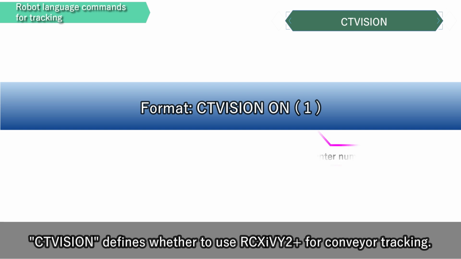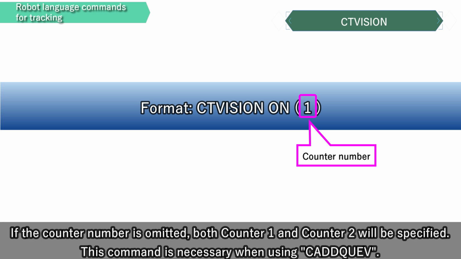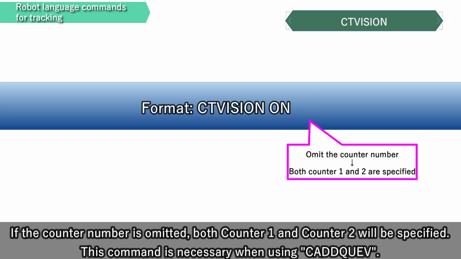CTVISION defines whether to use RCXiV2+ for conveyor tracking. If the counter number is omitted, both counter 1 and counter 2 will be specified. This command is necessary when using CADDQUEV.